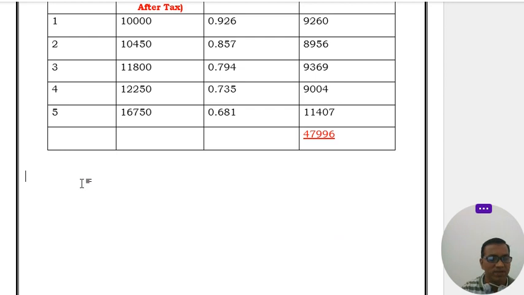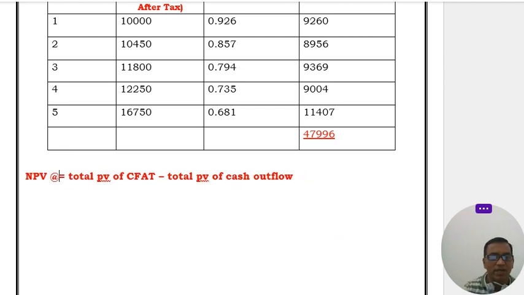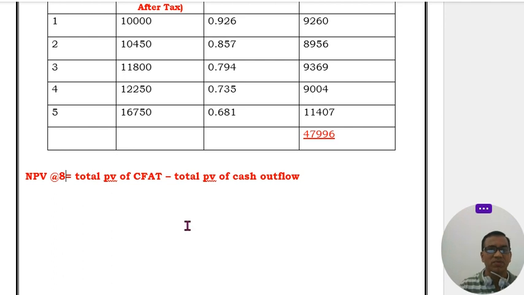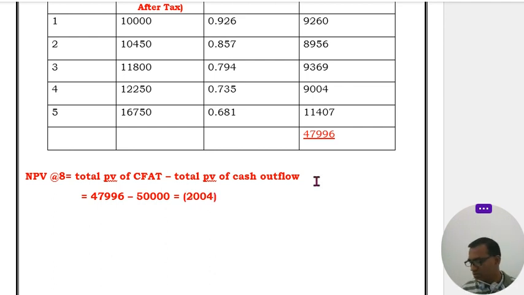So I got the total PV of CFAT, and now apply NPV one more time. NPV at the rate of 8% equals total PV of CFAT minus the PV of cash outflow. 47,996 minus 50,000 equals, still I got minus only, but a little nearer to 50,000, that is 2004. Since it is minus, I kept it in brackets.